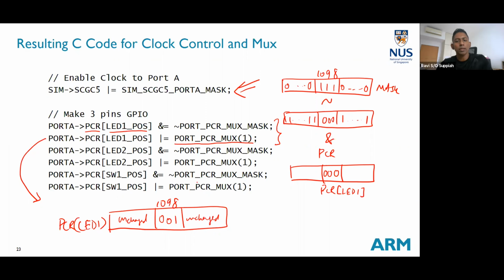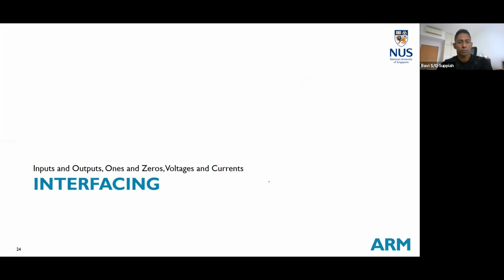Okay, because I'm doing the OR operation here. So it is a 2-step process. The first step is clearing the 3 bits, and the second step is updating the 3 bits with the correct multiplex setting that you want. So you just need to do this for each of the GPIO pins. Once you do that, you are able to configure the pin as input or output.